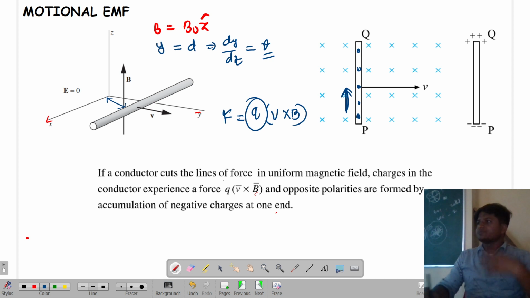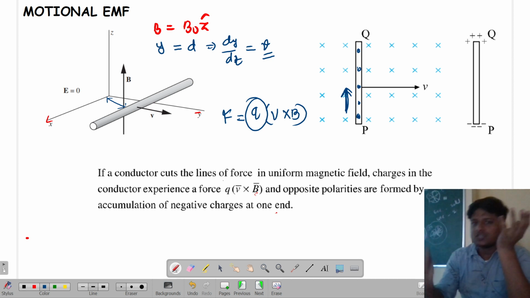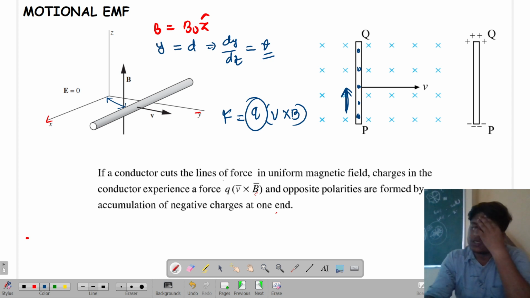In metals, what is present over there? Free electrons or protons? Free electrons. So which charges will move? Electrons will move. Now look over here. Electrons will move where? Upwards or downwards?